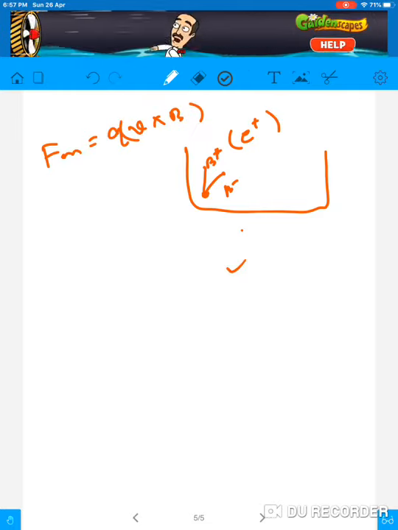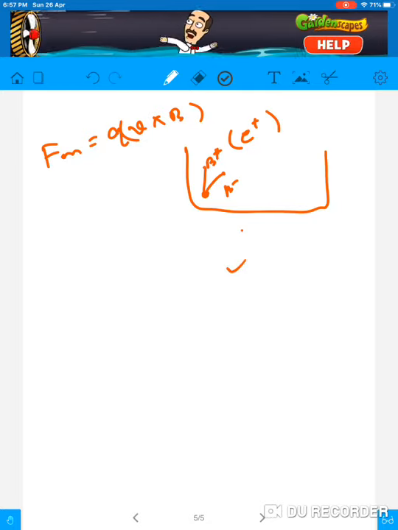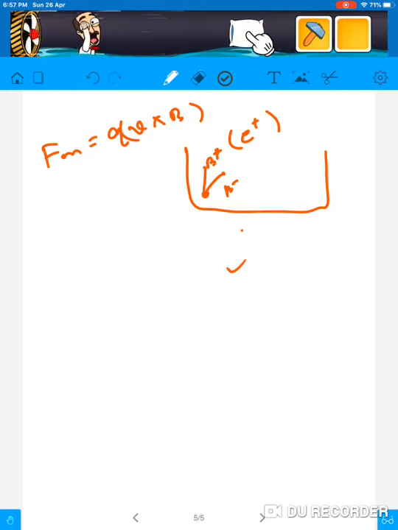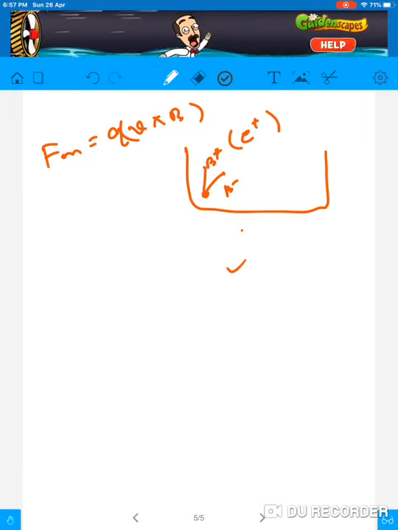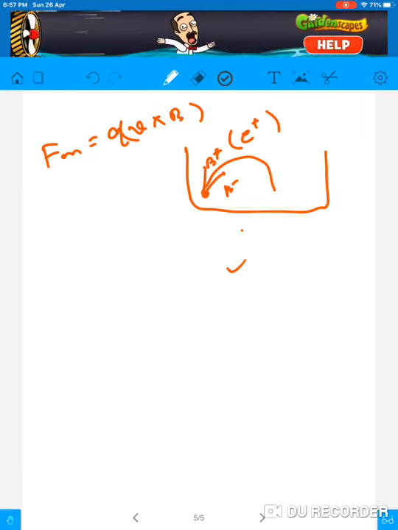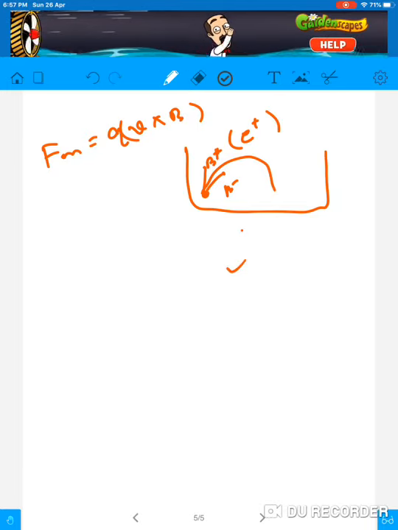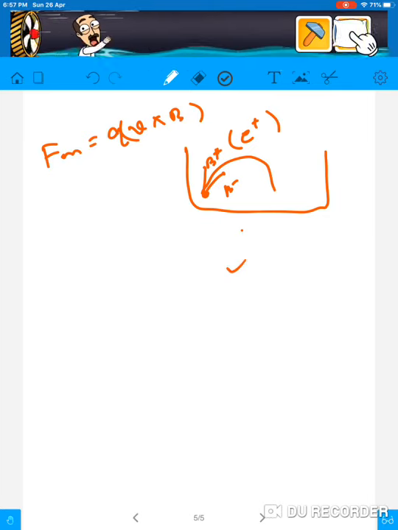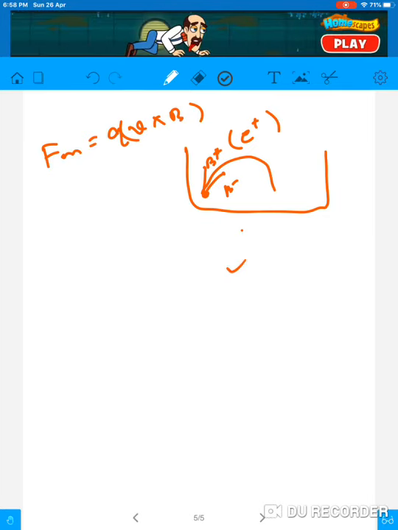If you apply B in such an orientation that B is perpendicular to the initial velocity, the particle will follow a certain trajectory. The particle will go in a circular arrangement, because when a particle experiences magnetic force, it follows a circular trajectory.